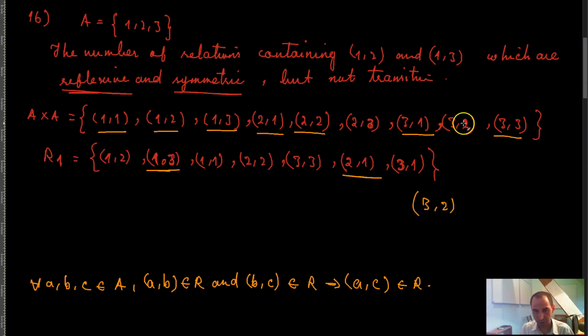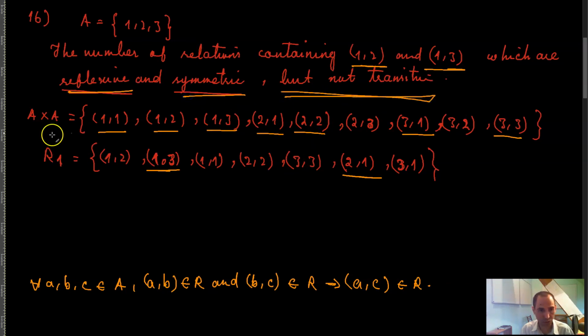to this relation, for this to remain symmetric, I would have to add (2, 3) as well. And then when I add (2, 3), the relation becomes transitive, which is not allowed. So that means that the only relation that you can generate here, such that it contains these two elements and is reflexive, symmetric but not transitive, is actually only one, which means that the correct answer is choice A. Choice A is the correct answer there.